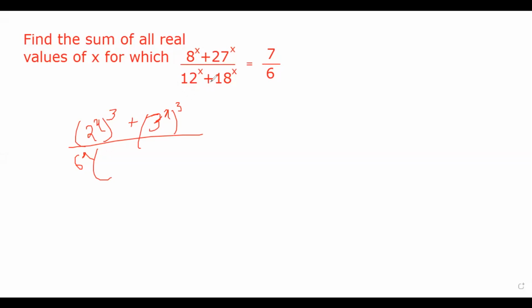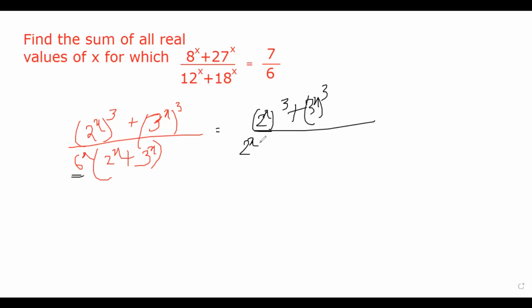what is remaining in the 12 to the power x term. If we take 6 to the power x as common, there will be 2 to the power x remaining, and in 18 to the power x, 3 to the power x. So now (2 to the power x) whole cube plus (3 to the power x) whole cube, whole divided by, now we can write 6 to the power x as 2 to the power x multiplied by 3 to the power x, and this is multiplied by 2 to the power x plus 3 to the power x.